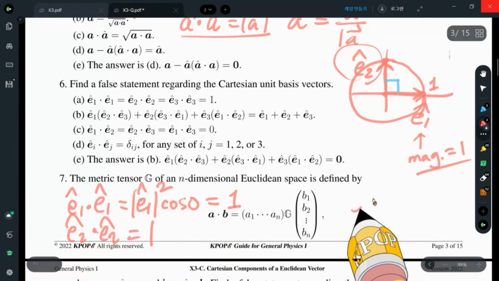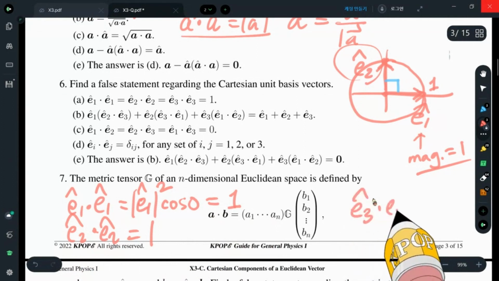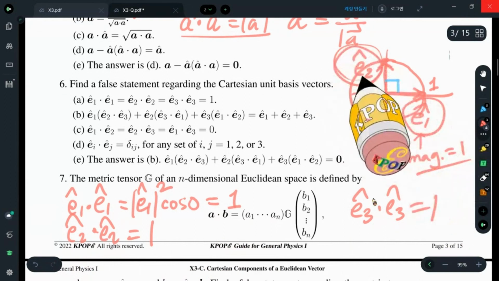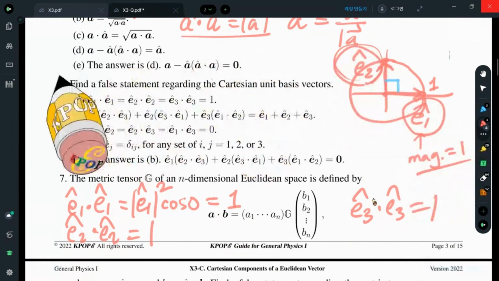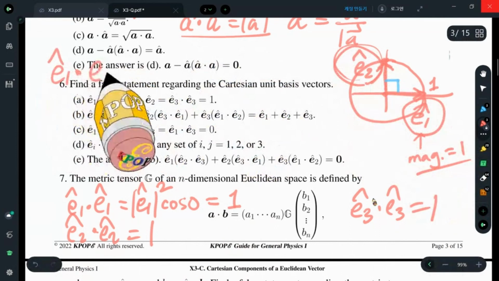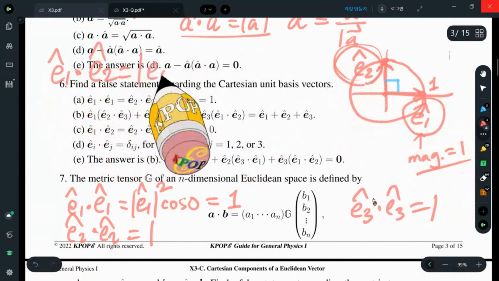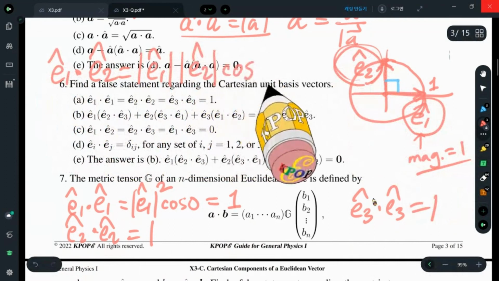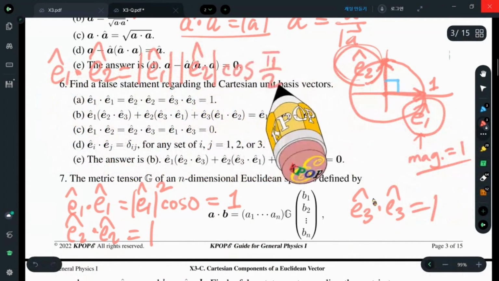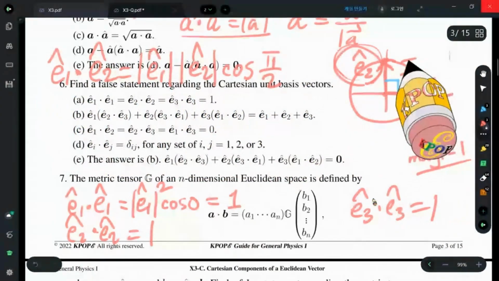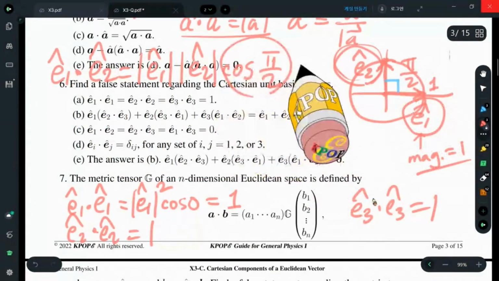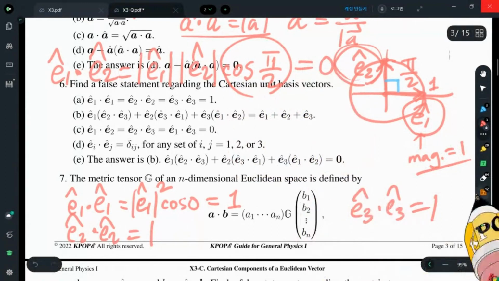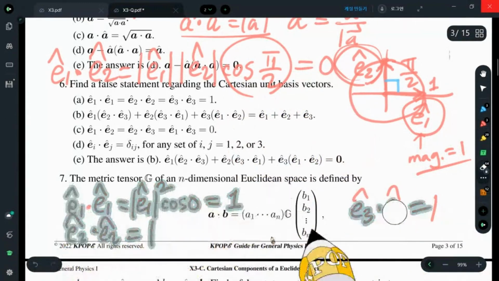Extend it into 3 dimensions. E3 hat dot E3 hat is 1. And then why don't you compute this one? E1 hat dot E2 hat: E1 hat magnitude, E2 hat magnitude, cosine half a pi. They are at a right angle. This is always 0. Aha. Descartes is very clever.